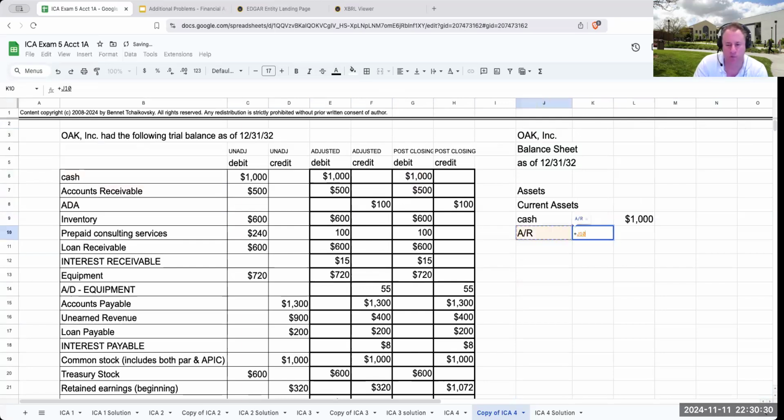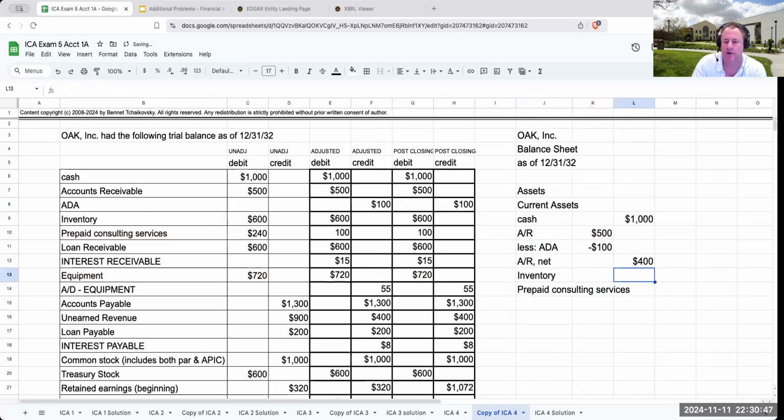Accounts receivable. Now, this is really important. Accounts receivable less the allowance for doubtful accounts. This is a contra asset account. This is going to give me accounts receivable net. When I'm grading the exam, these are the little things I'm looking for. We've got inventory. We've got prepaid consulting services over here. And this is going to give us our total current assets. And this will be 1,000 plus 400 plus 600 plus 100.